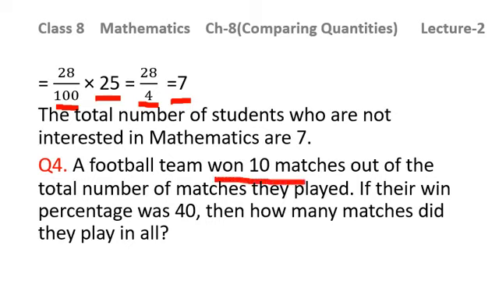Out of the total matches they played, they won 10 matches. If their win percentage was 40, then how many matches did they play in all? In this case, the total number of matches they won is given to us, that is 10, and their win percentage is also given to us, that is 40. So we need to find out the number of matches they played in all.